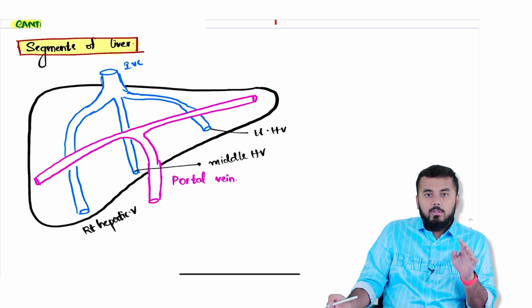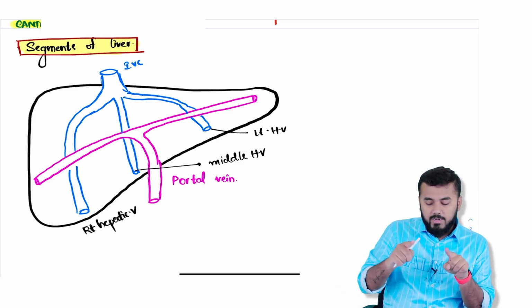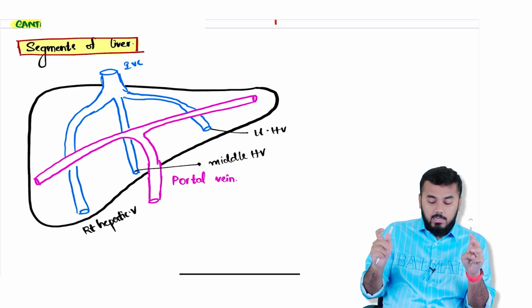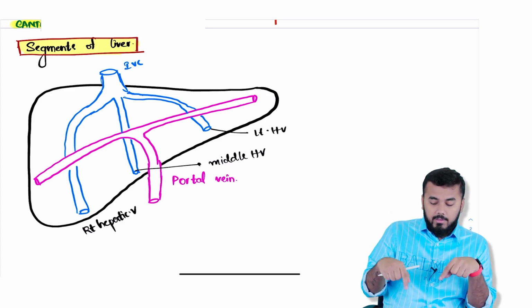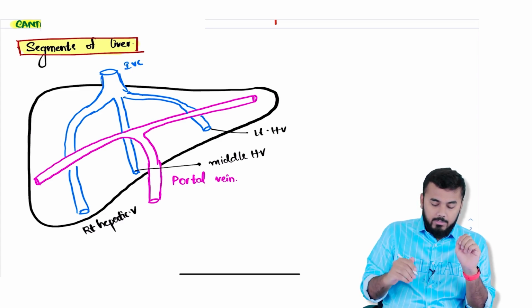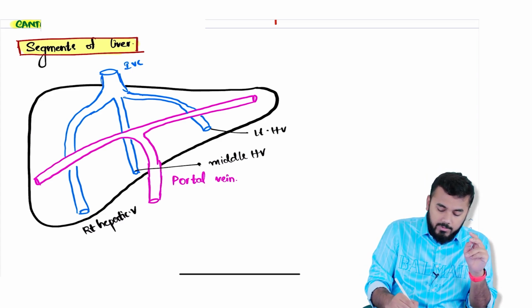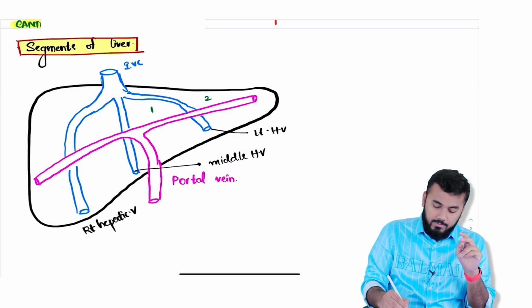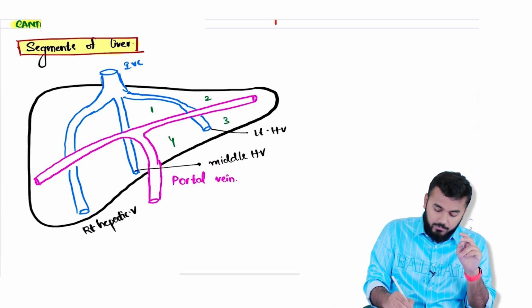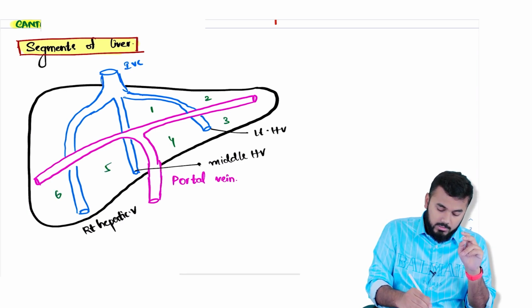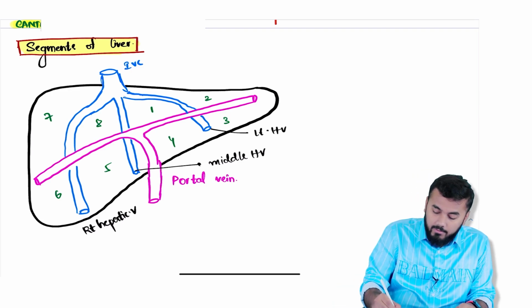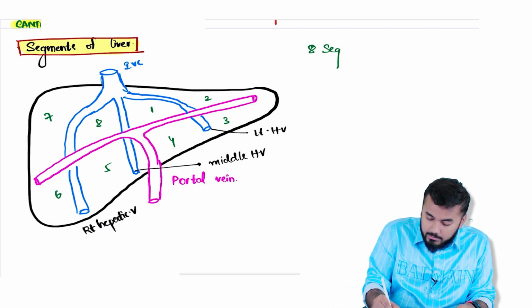So in this way, with the help of the bifurcation of the portal vein as well as these 3 hepatic veins, I have divided the liver into 8 different segments. Now what are these 8 different segments? This is the first segment of the liver. This is the second segment of the liver. This is the third. This is the fourth, fifth, sixth, seventh and eighth. So how many segments do I have? I have 8 segments.